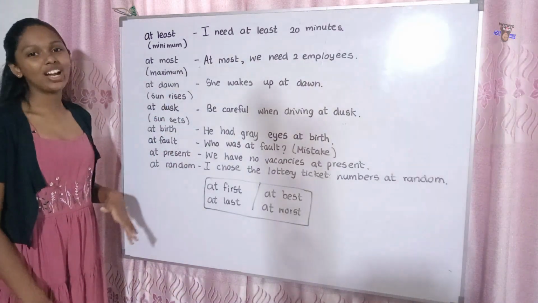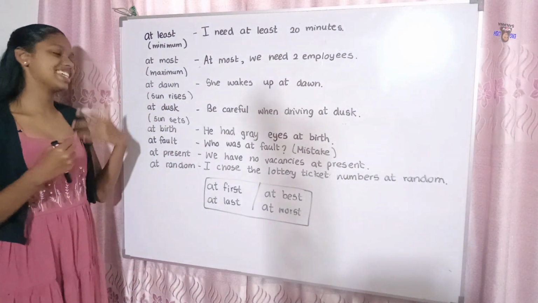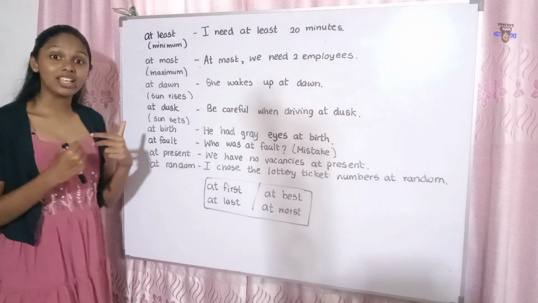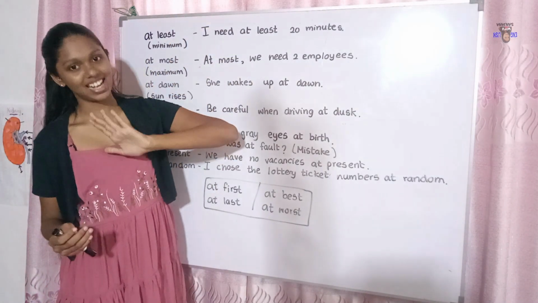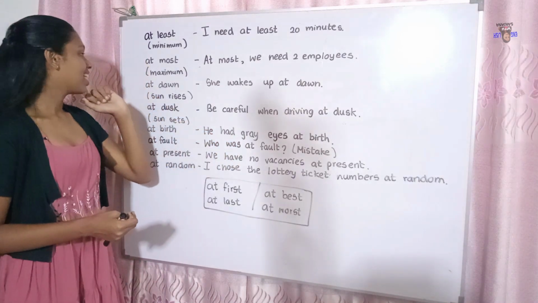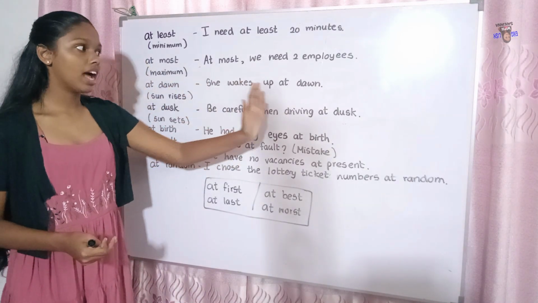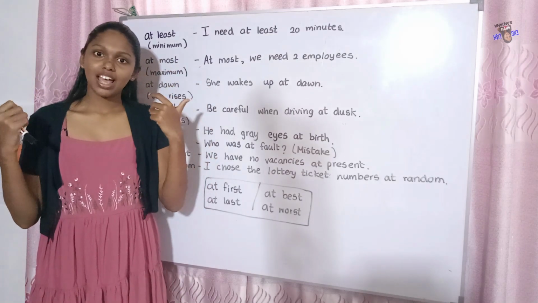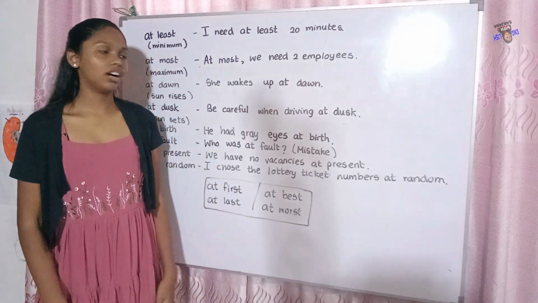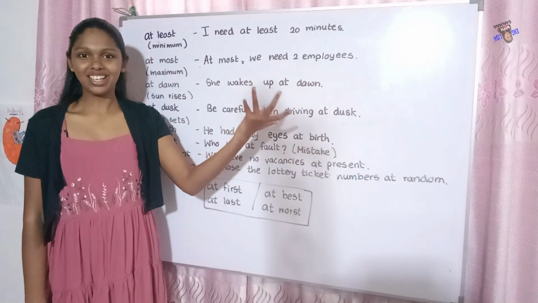At dawn. We know what is dawn and we know what is dusk. Dawn means the sun rises and dusk means the sun sets. She wakes up at dawn. Maybe you have a really spiritual friend and you say, I can't wake up at dawn, but she wakes up at dawn.